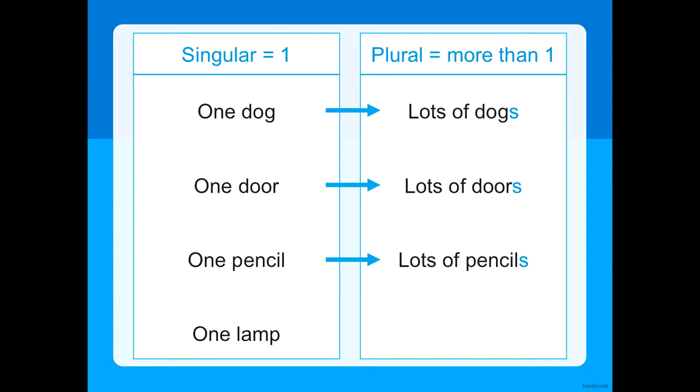Fantastic. I can have one lamp, but it's a bit dark in here, so I need some more. What about when I have more of them? I would have lots of lamps. So remember, singular means one. Can you say that after me? Singular means one. Fantastic. Plural means more than one. Can you say that after me? Plural means more than one. Lovely. Singular, just one thing. Plural, more than one thing.